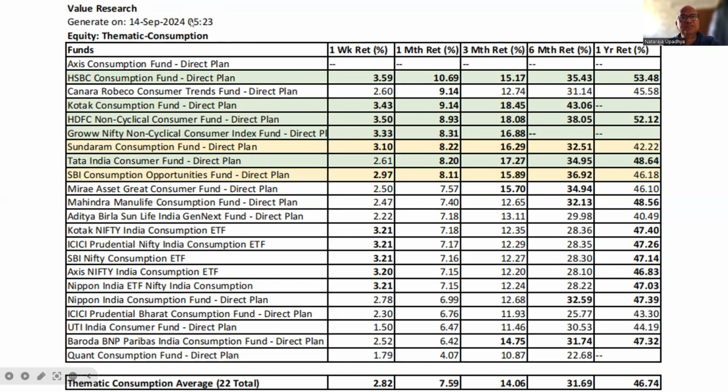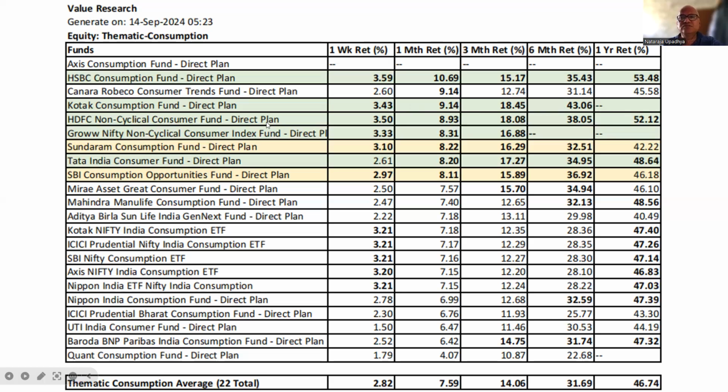So let us now look at consumption funds, which gave you 2.82% for the week, 14.06% for the month, 31.69% for 3 months, 46.74% for 6 months, and 7.59% for the year, which is a bit subdued. And let us look at the green ones. HSBC Consumption Fund, 10.69% for the month, 53.48% for the year. Kotak Consumption Fund, 9.14% for the month. There is no 1 year data, 43.06% for 6 months, which is very impressive.